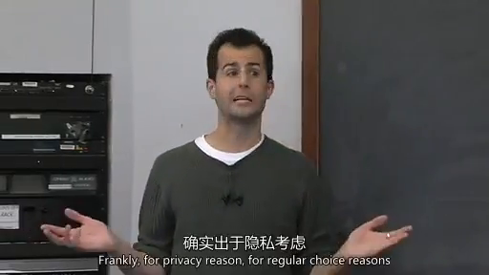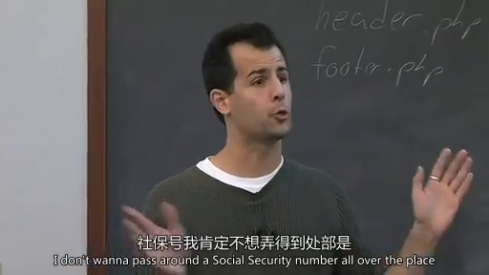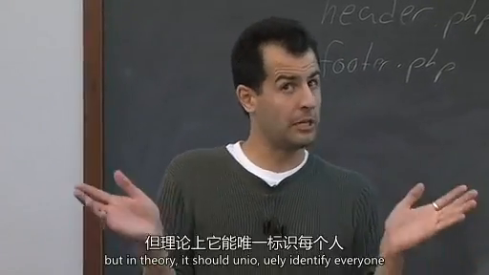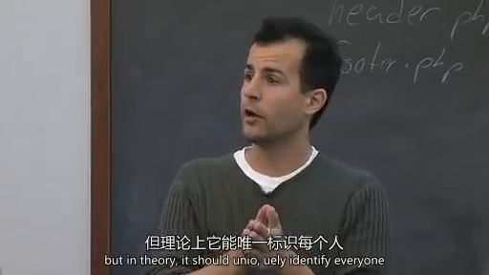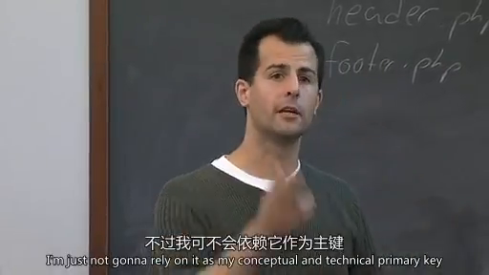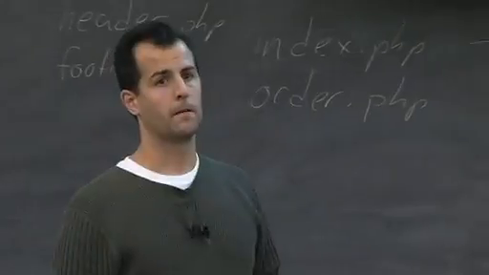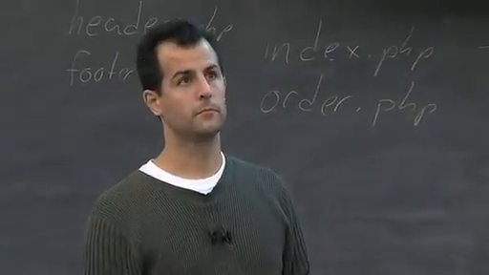Social security number. Frankly, for privacy reasons, for regulatory reasons, I don't want to pass around their social security number all over the place, but in theory it should uniquely identify everyone. I'm just not going to rely on it as my conceptual and technical primary key. Is this terminology specific to MySQL where it seems like every primary key is a unique key, but not every unique key is a primary key?